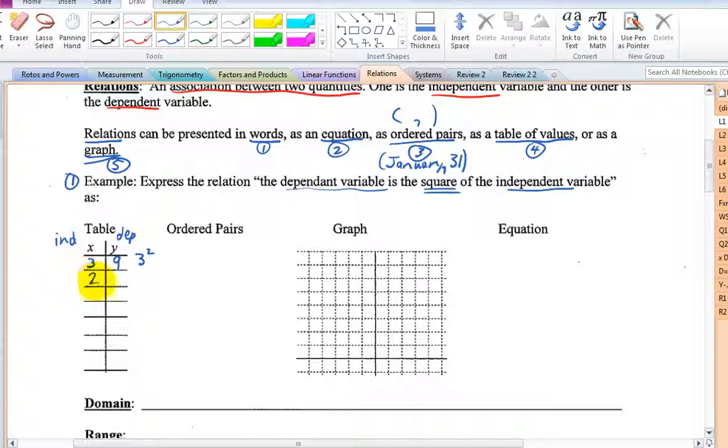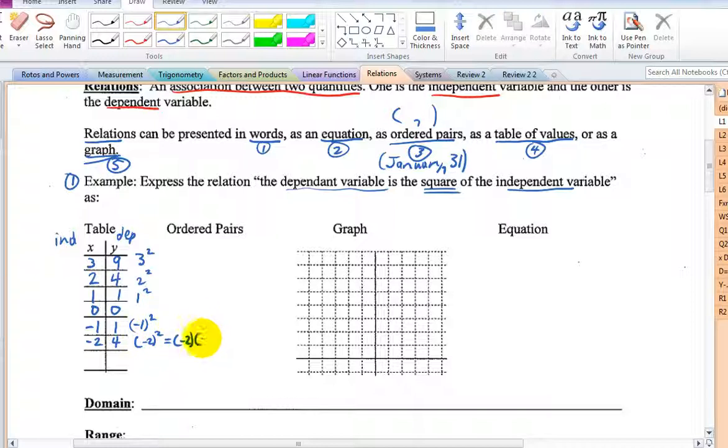What if x was 2? What would y become? 4. If x is 1, what would y become? 1. What if x is 0? It'd be 0. If x is negative 1, negative 1 in brackets squared, what would that be? Positive 1. Okay, so this is kind of a special graph. It's kind of weird here. In negative 2, you would have what? Positive 4, because it would be negative 2 squared. Negative 2 times negative 2.